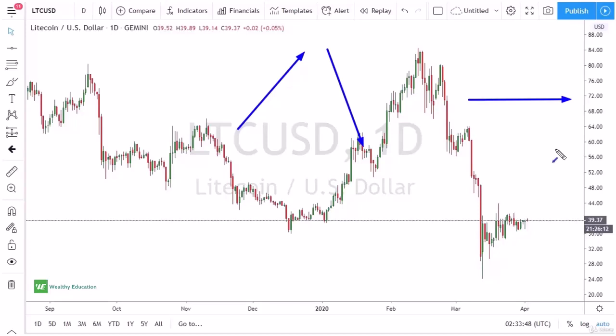So uptrend, self-explanatory, price is rising over time. Downtrend, self-explanatory, and sideways. So those are the three states the market will be in. It can only be in one of those three states.